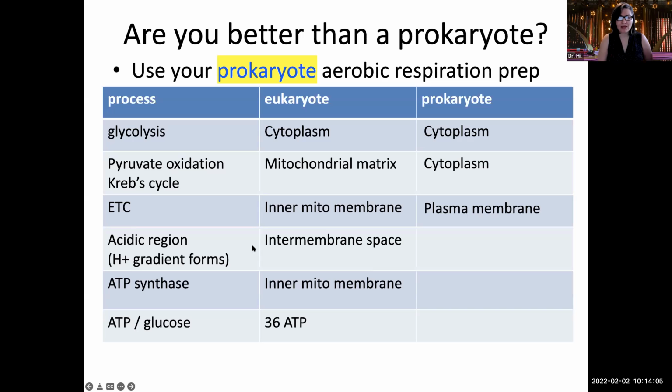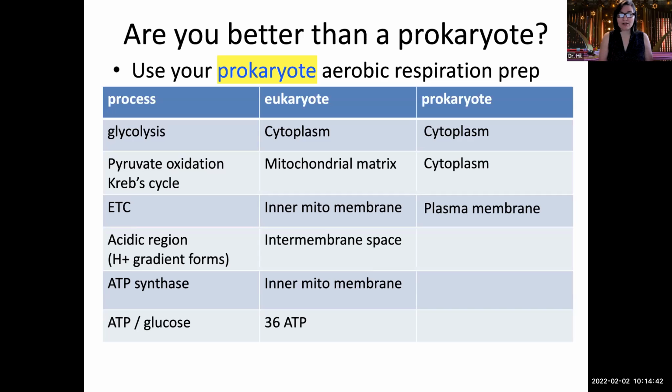Now, remember that one of the important features of aerobic respiration, the thing that makes it possible, is that energy from the electrons harvested from glucose is used to create a hydrogen ion gradient. You actively transport those hydrogen ions into a safe place where they can accumulate to high levels. That's the intermembrane space, the space in between the two membranes of the mitochondrion. But this space does not exist in a prokaryotic cell. So the membrane that you're moving protons across is the plasma membrane. On one side is the cytoplasm, on the other side is the extracellular space.